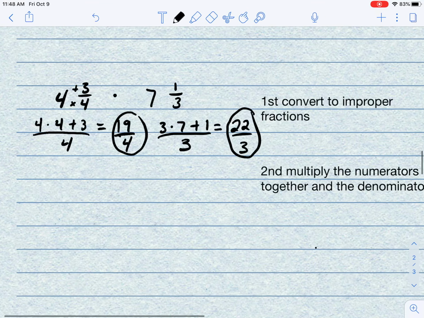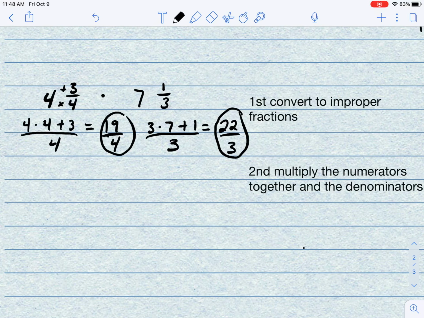Now step 2, we multiply numerators together and multiply denominators together. So you've got 19 and 4 times 22 and 3. Okay, when you multiply 19 times 22, you're going to get 418. And when you multiply 4 times 3 together, you're going to get 12. So we've completed our second step, and that is multiply the numerators together, multiply the denominators together.